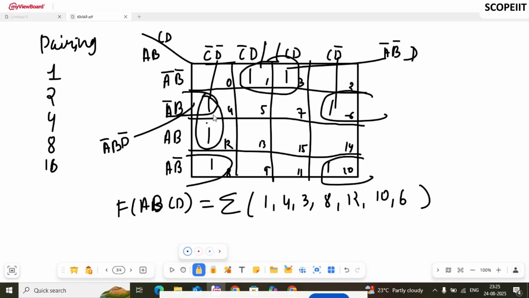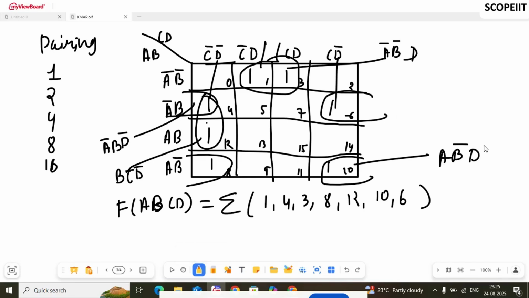Then similarly, if you want to write the equation for this one, what is common here? It will be B. Take it vertically, there is only one. So it will be B, C bar, and D bar. Then for the last one, how to write the equation? Take it horizontally, so it will be A, B bar. And what is common in the last one? It's D bar. So the equation will be this one.